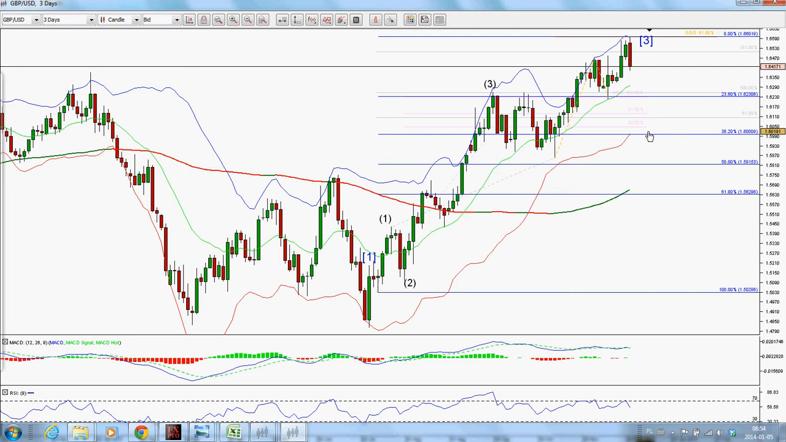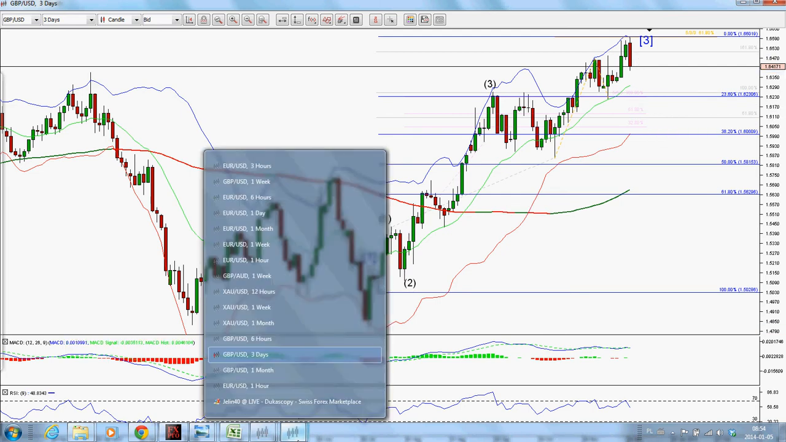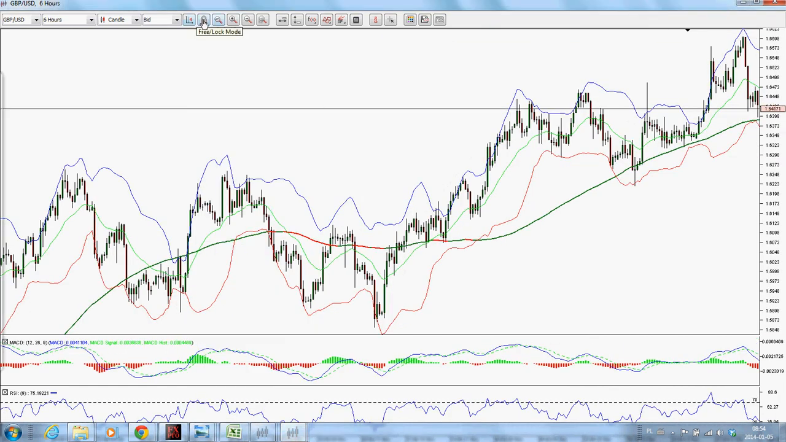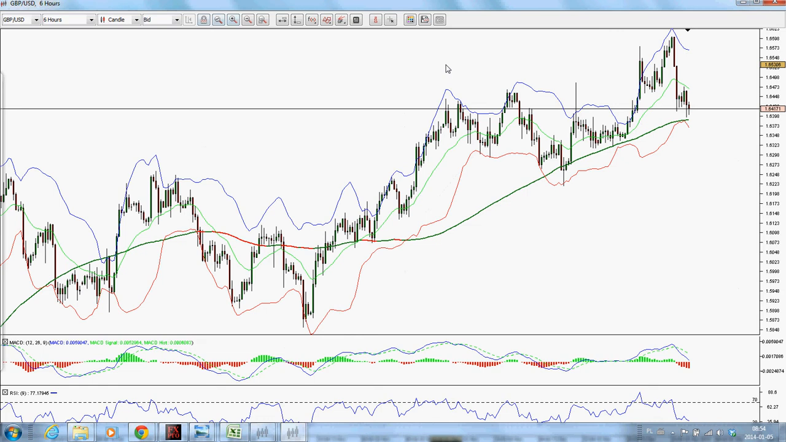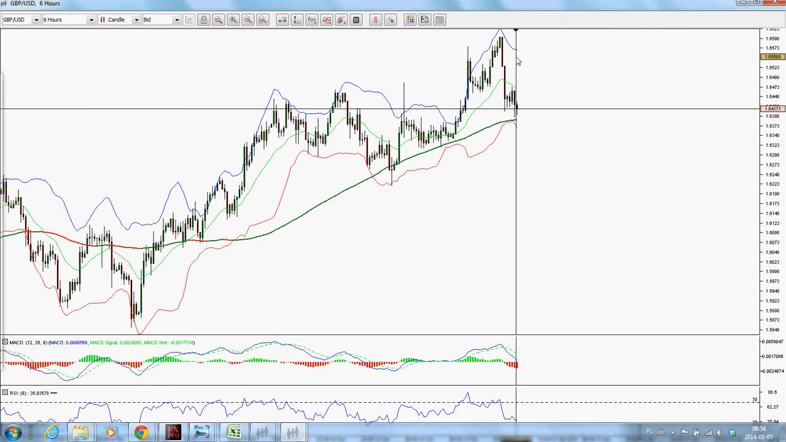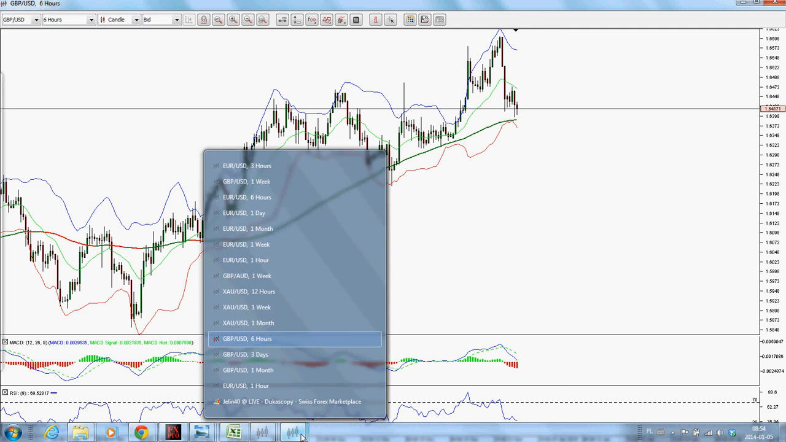This fourth has just started, and we've got it on the 6-hour chart. Most probably the market did already 1, 2, and 3, and is in the fourth corrective wave. Let me check whether I've got something more in detail. No, I don't have it at the moment.